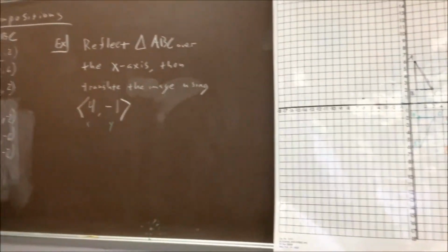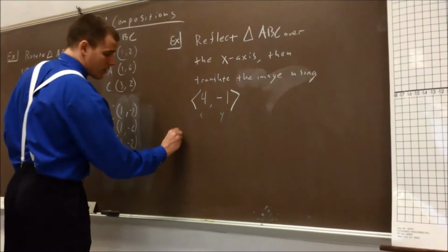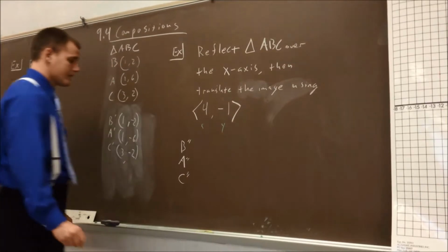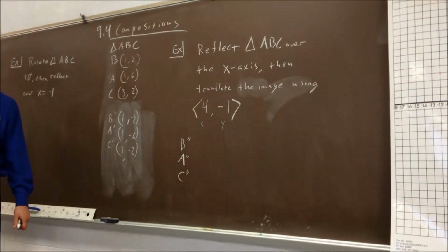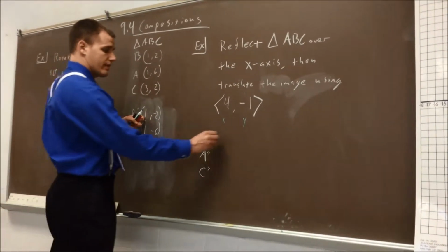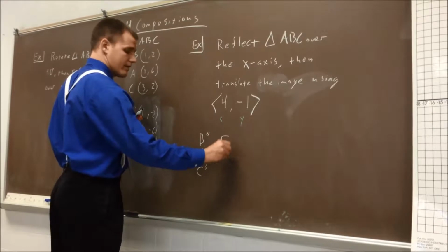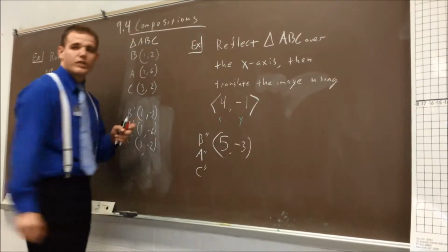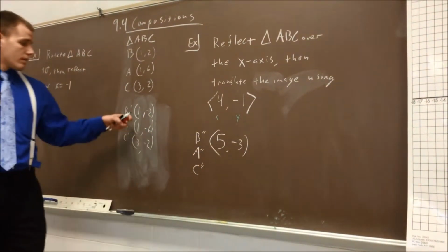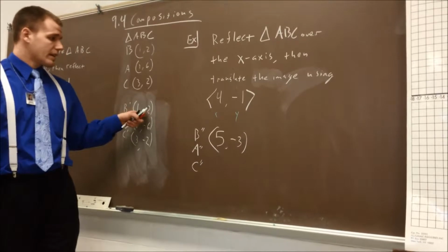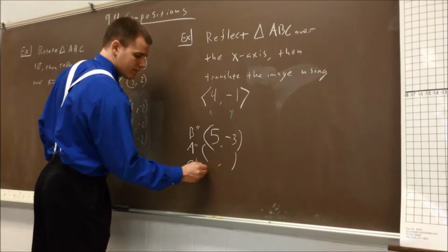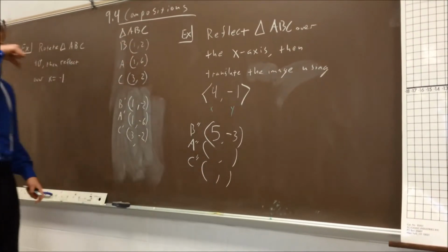So let's see here. The coordinates of our final image would be, so your B prime would be 5, -3. Yep. And you can look at that on your sheet, or you can say, hey, 1 plus 4 is 5. Negative 2 plus negative 1 is negative 3. I'm filling the rest of those there.